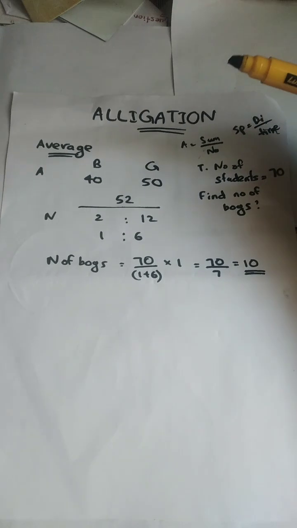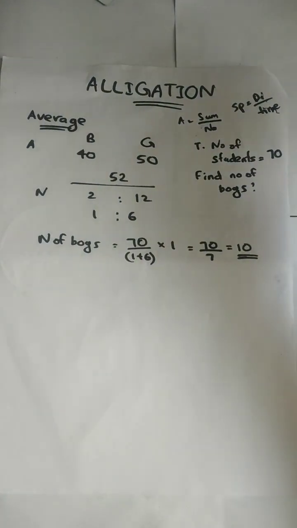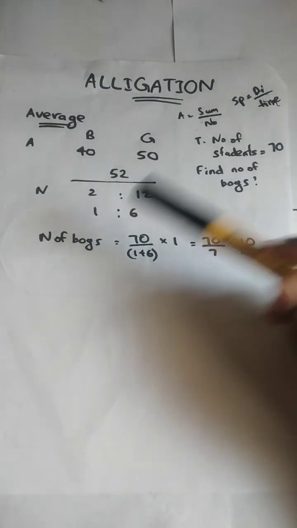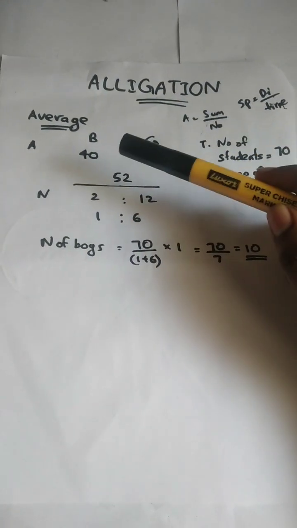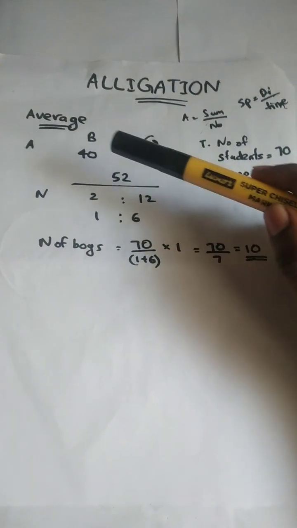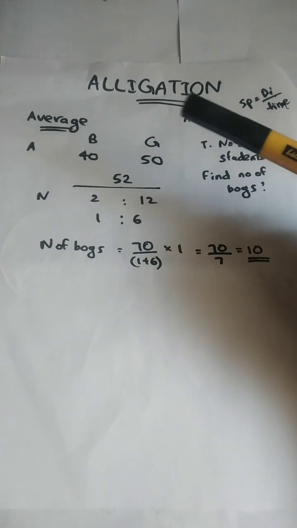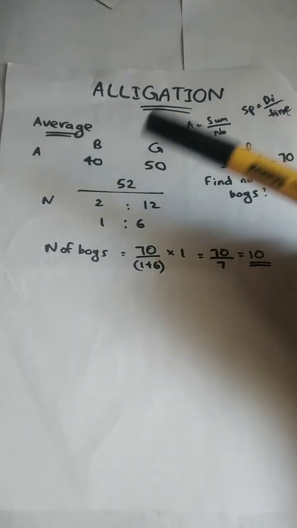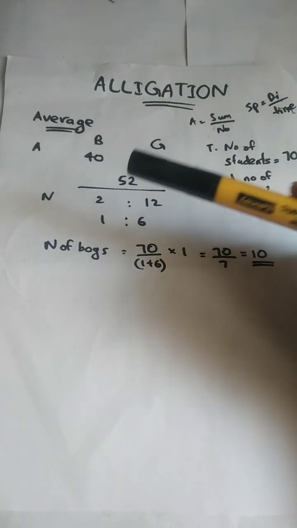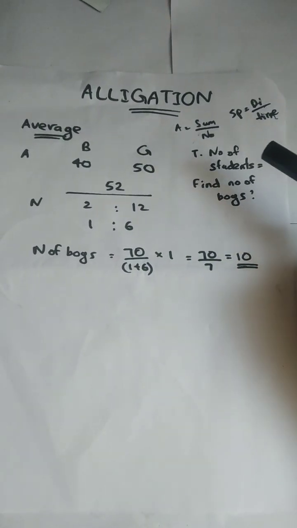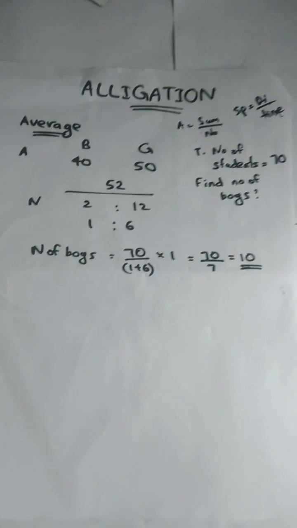It can only be understood if we do some problems, so we can move on to the problems. Here I would just describe it. The average marks boys got in a class is 40 and the average marks girls scored in a class is 50, and the total average of these two combined is 52. There are 70 students in the class, and we want to find the number of boys present in the class.